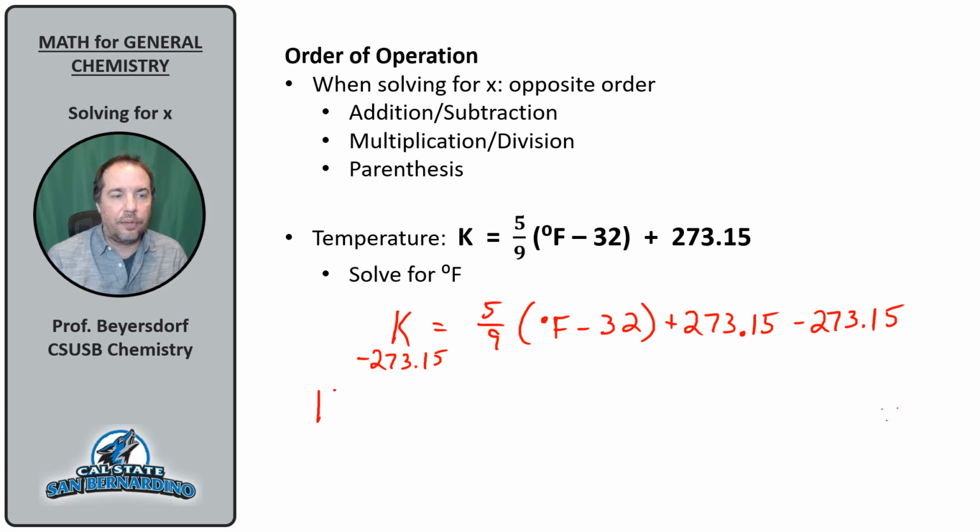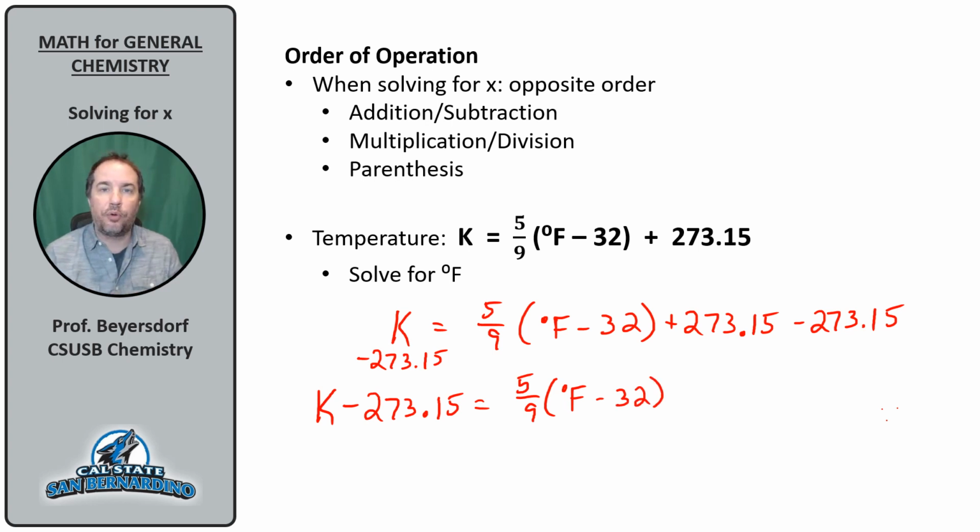All right, so that'll be Kelvin minus 273.15 equals 5/9 Fahrenheit minus 32. Right, the 273.15 is now gone from the right-hand side. Now I can take this, and I have 5/9 here. I can multiply both sides by the opposite of this. That would be 9/5.